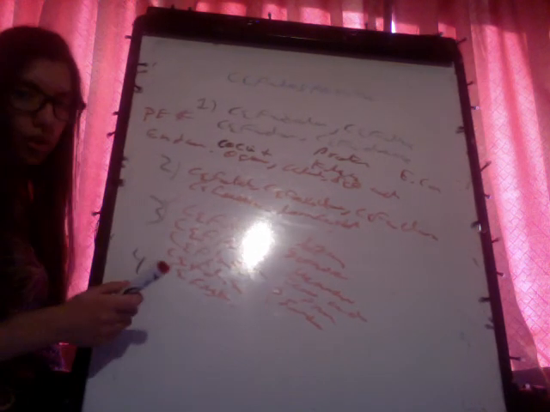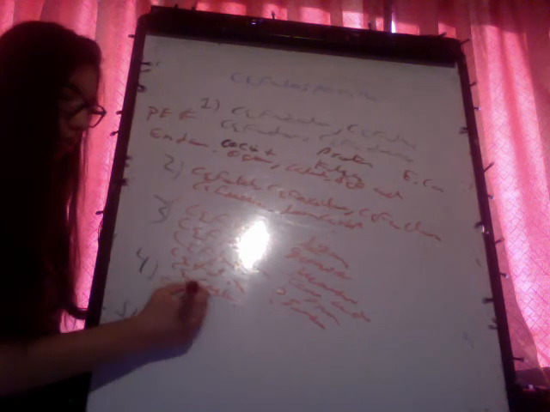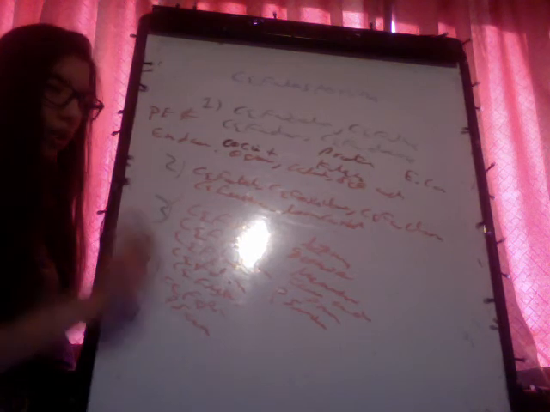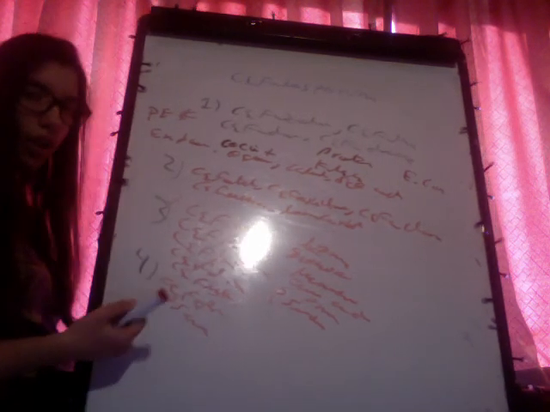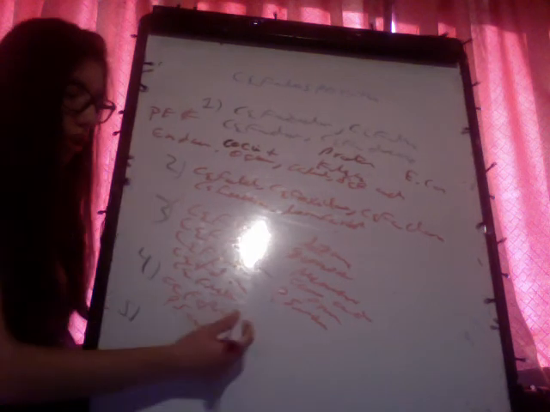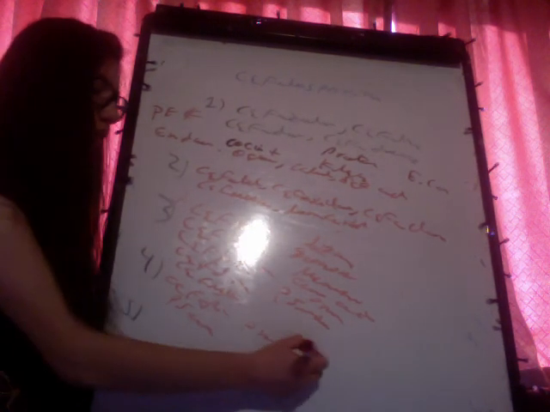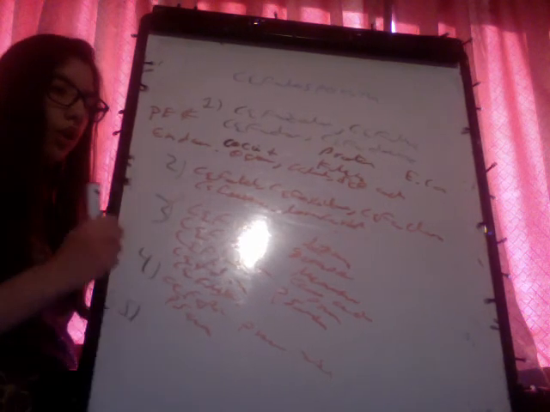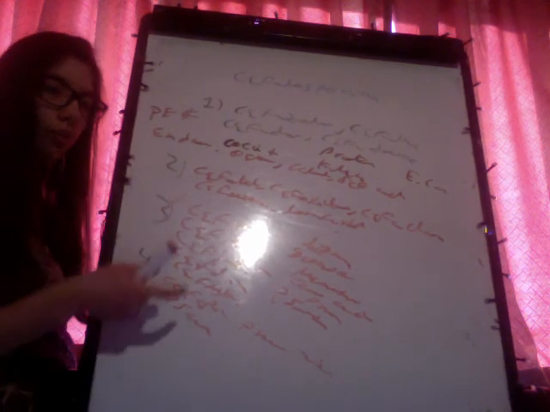Next, the fourth generation cephalosporin is just cefepime. It covers Pseudomonas and has better coverage of Staphylococci than the third generation cephalosporins. It's also used in ventilator-associated pneumonia, because ventilator-associated pneumonia is commonly caused by Pseudomonas or Acinetobacter.